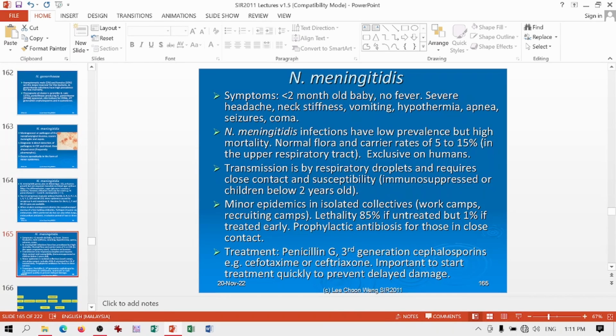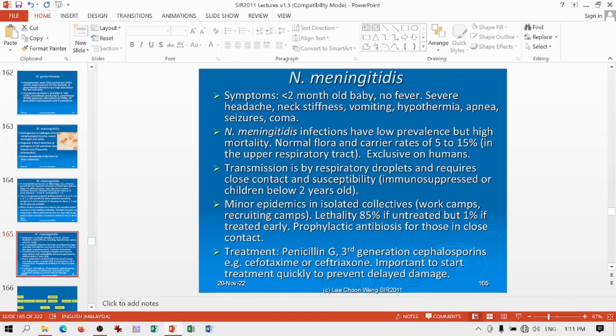Symptoms in a baby less than 2 months old usually include no fever, but severe headache, neck stiffness, vomiting, hypothermia, apnea, seizures, and coma. For Neisseria meningitidis infections, one of the characteristics is their low prevalence but high mortality. This is in contrast to Neisseria gonorrhoeae, which has high prevalence but low mortality.